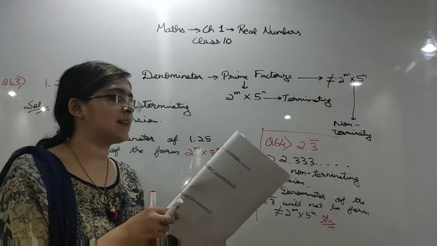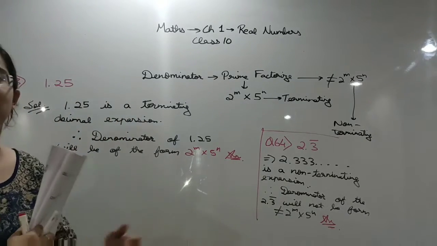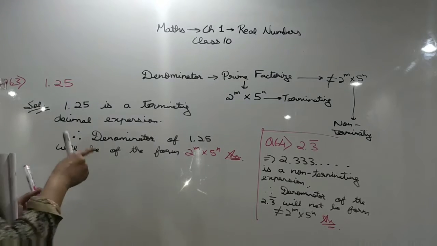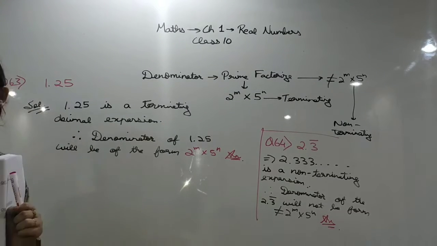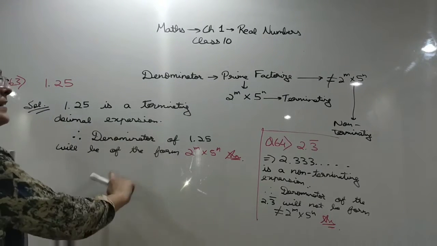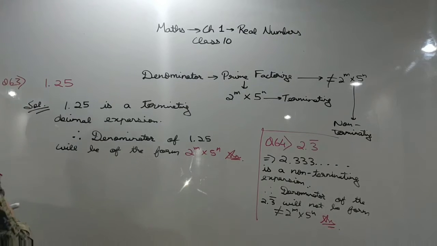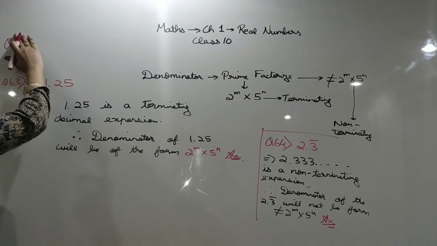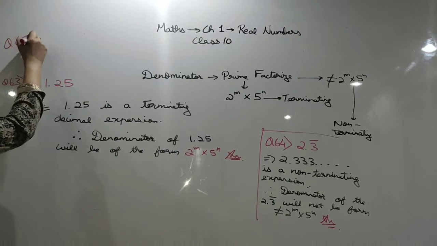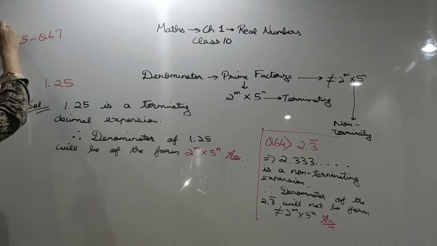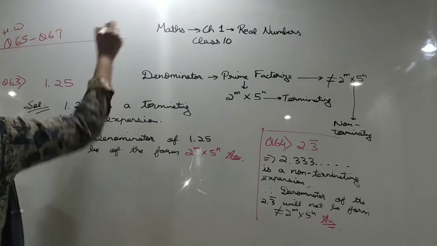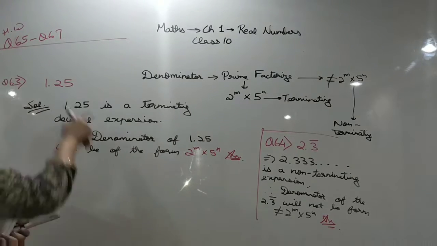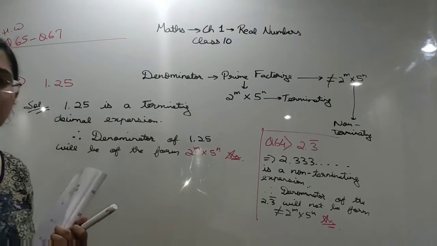So questions 65 to 67 are the same. What you have to do is determine first whether it is terminating or non-terminating, then identify its denominator. So question 65 to question 67, these are your homework questions. First pause the video and note them down, then try to solve these on your own right now.